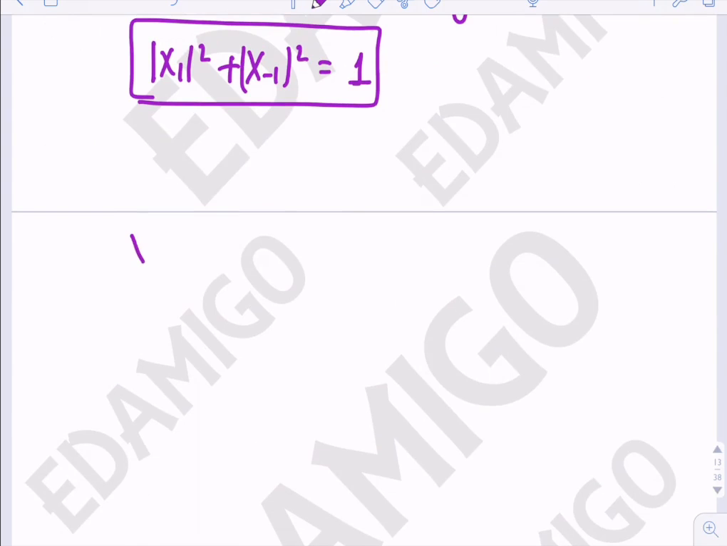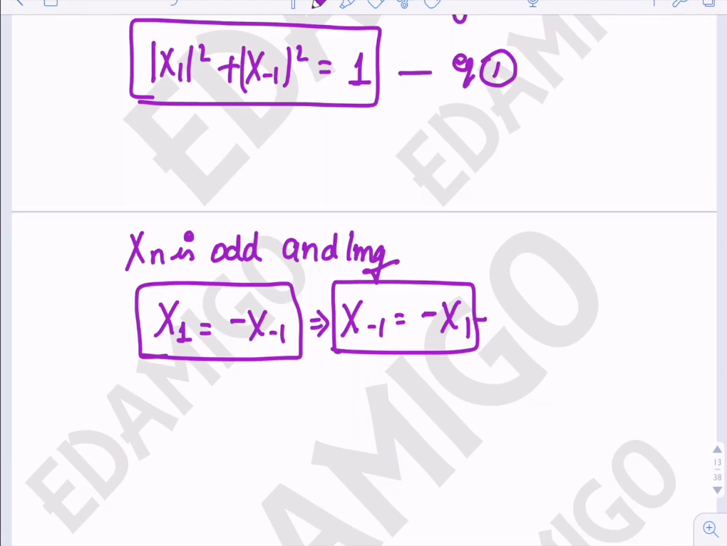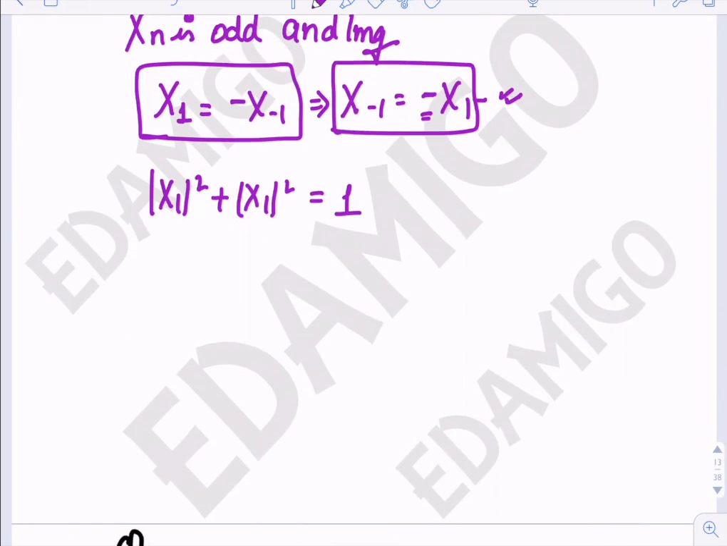Now also we know that xn is odd, okay, and it is imaginary also. So we can say that x of 1 is equals to minus times of x of minus 1. Is it clear? So when x of 1 is equals to minus times of x of minus 1, or we can say that x of minus 1 equals to minus times of x1 is the same thing. So putting this in equation number 1, we can say that mod of x1 whole square, x of minus 1 being minus times of x of 1, so mod square will be x1 whole square only is equals to 1. So we can say that mod of x1 whole square is equals to 1 upon 2.